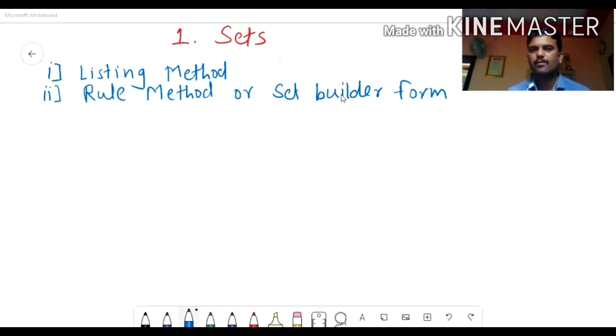We already discussed the topic of sets. In the previous lecture, we completed the writing methods of the set. There are two methods. The first method is the listing method, and we completed that lecture.